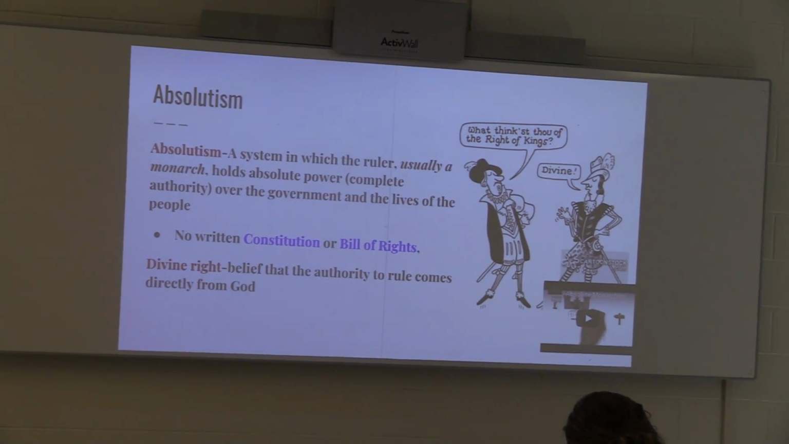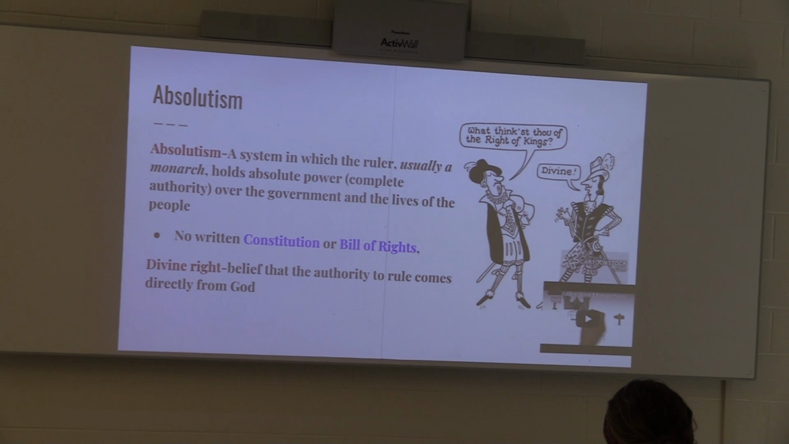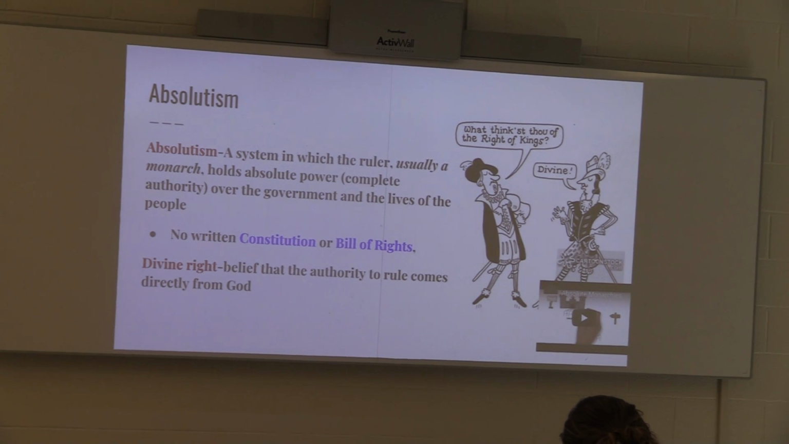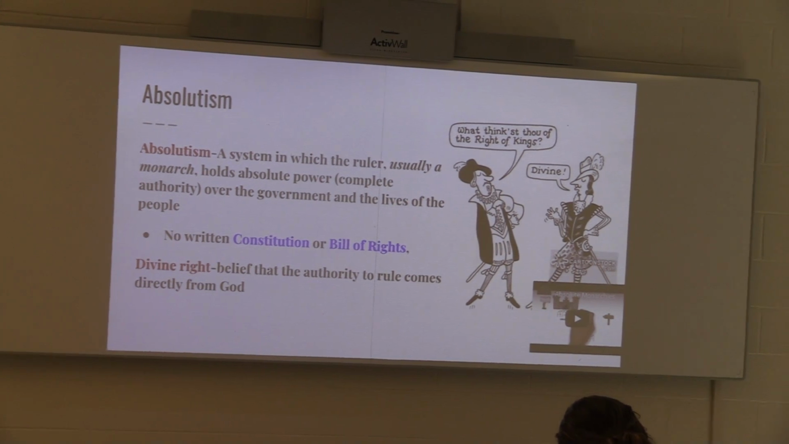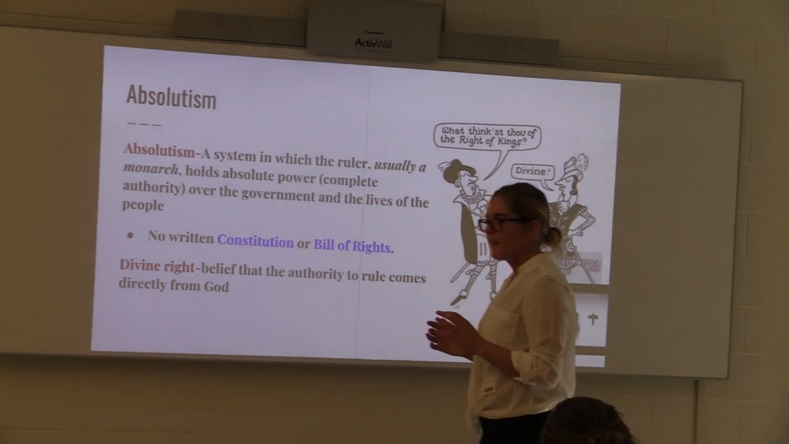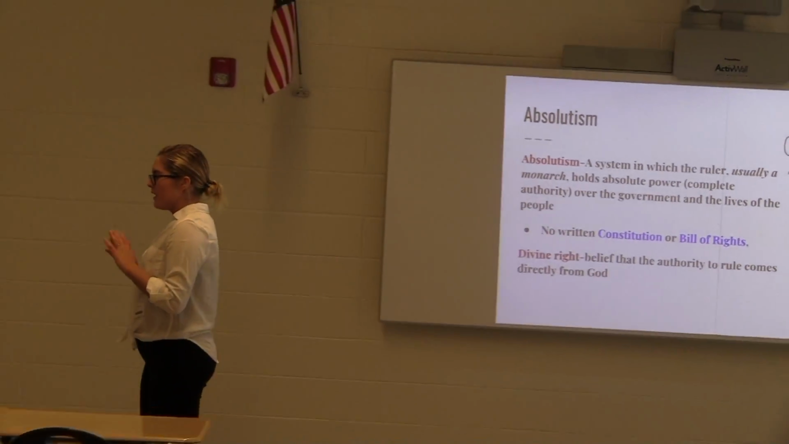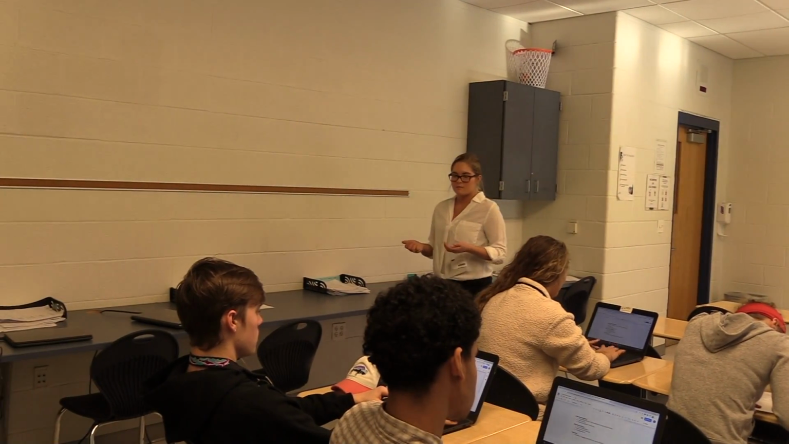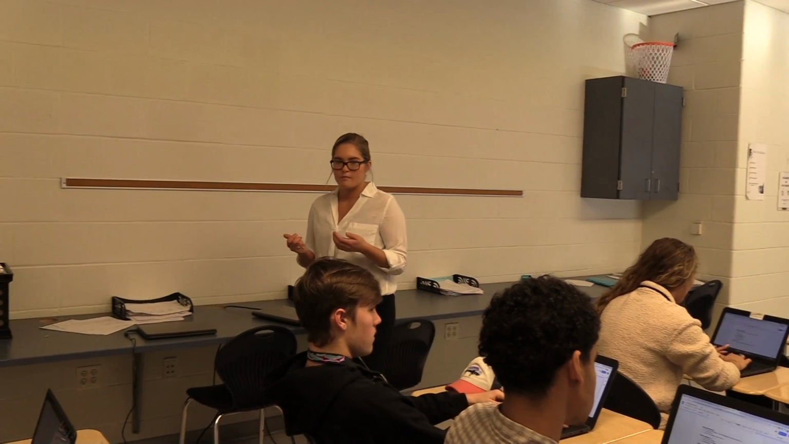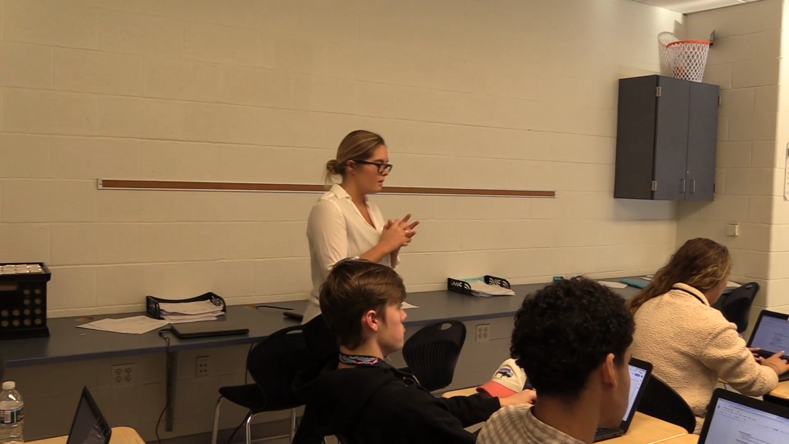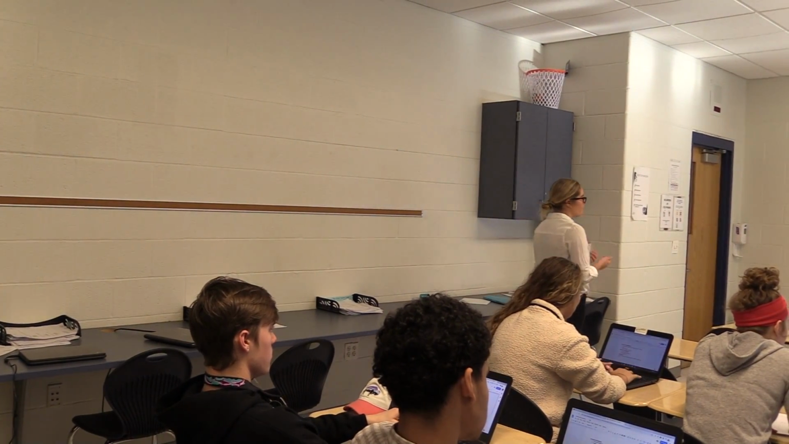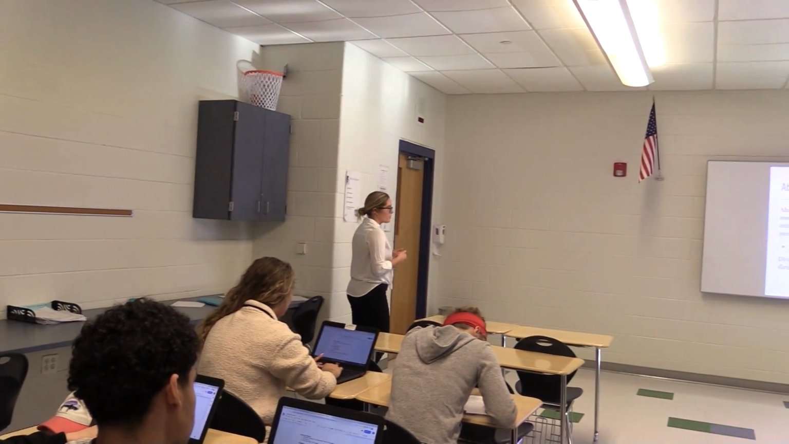So an absolutist government, it's a system in which the ruler holds absolute power. This means over the government, over their lives. Like I said, they get to choose your religion. There's no written constitution or Bill of Rights. And they rule based off this idea of the divine right. Divine right meaning that their right to rule comes from God.